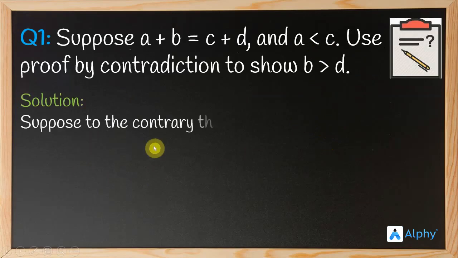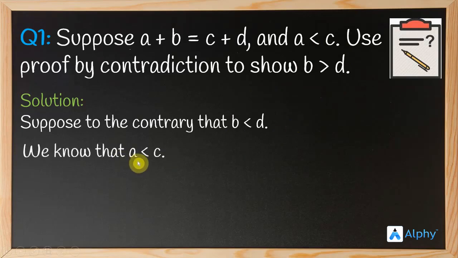Solution: suppose the contrary, that B is less than D. So for contradiction, the first thing you always do is assume the negation of the statement that you have to prove. So we have to prove B greater than D and we will assume that B is less than D, and now we'll proceed with our proof.